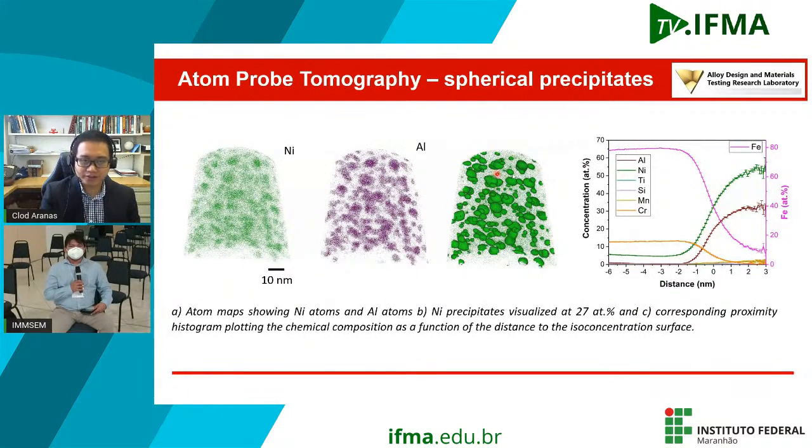In order to get an idea about precipitates, we perform atom probe tomography, and you can see the distribution of spherical precipitates in 3D space. Ou seja, para estudar mais a fundo esses precipitados, nós usamos a técnica de tomografia de sonda atômica e percebemos que esses precipitados têm uma estrutura mais arredondada, tá, e bem distribuídas.